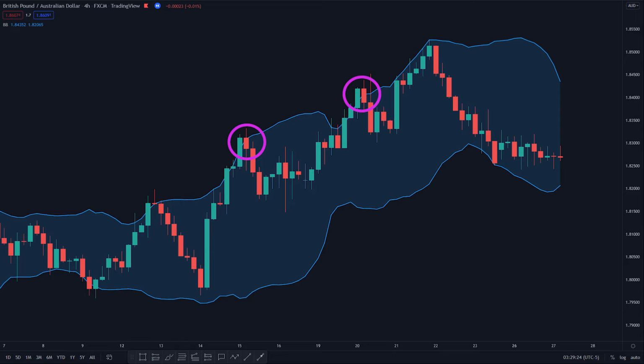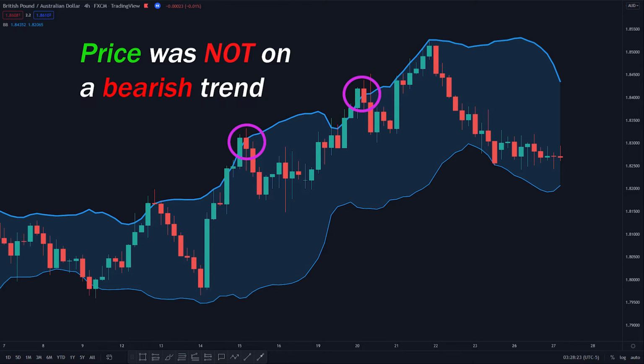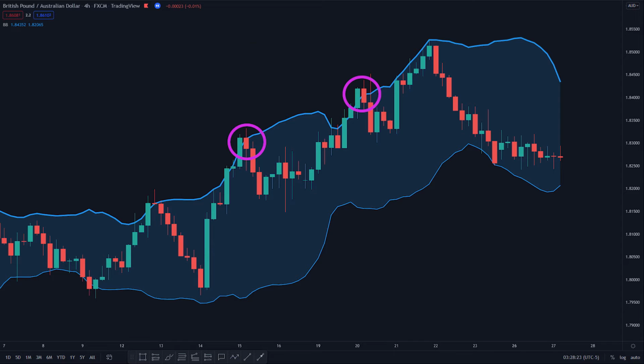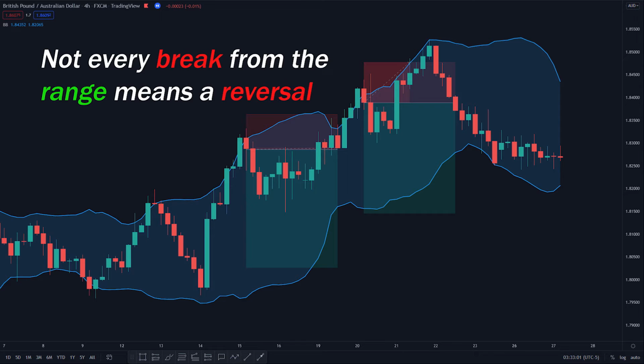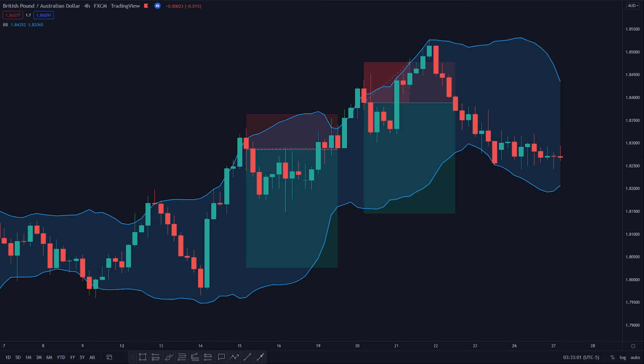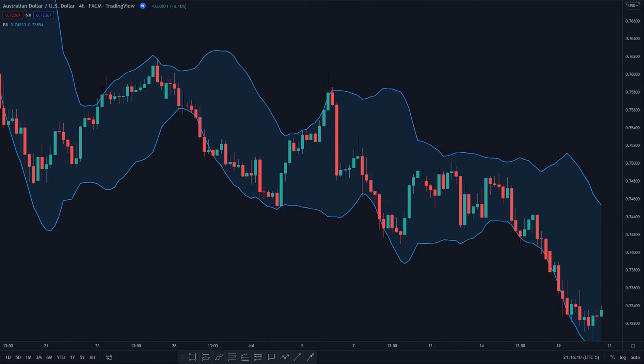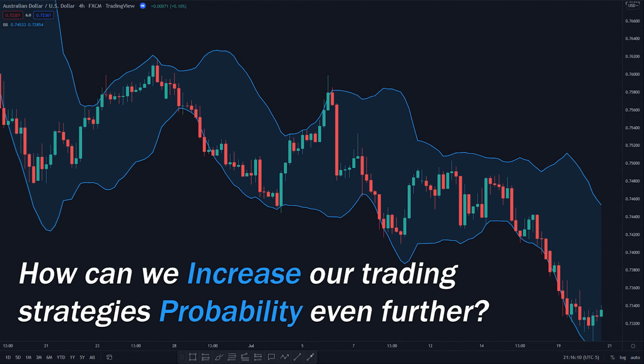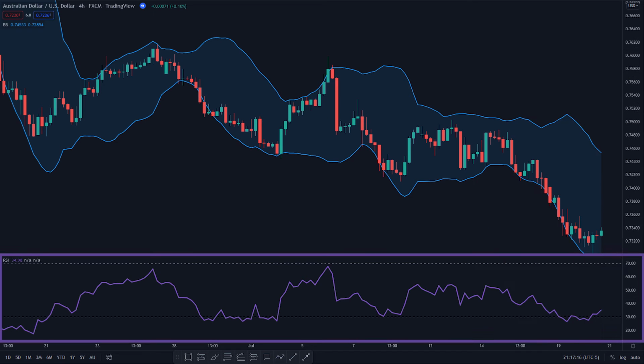In this example, we see that the price broke the upper deviation line multiple times, but as the price was not on a bearish trend by that time or at a valid reversal zone, every short position got liquidated in a matter of minutes. This is one really important thing to keep in mind when using the Bollinger Band indicator. Not every break from the range means a reversal. With that being said, let's get into the next steps and find out how we can increase this trading strategy's probability even further using our additional validations.